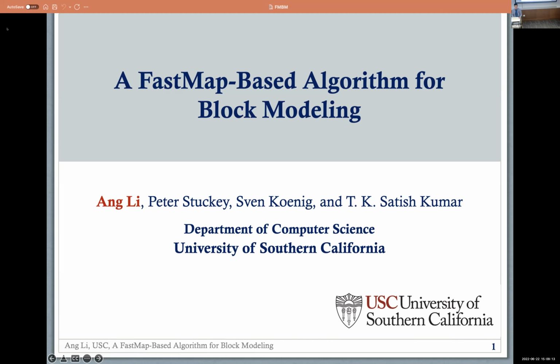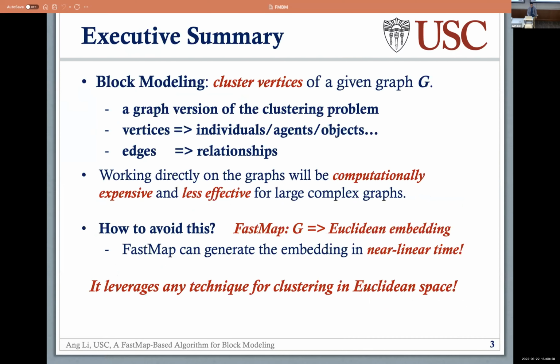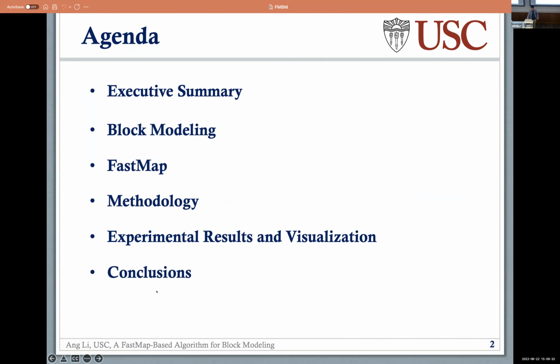Today, I will give a talk about our paper, a FastMap-based algorithm for block modeling. First, I will give an overall explanation about our problem and how we propose the method to solve it. And then I will introduce some background knowledge for the block modeling and the FastMap, which we use to solve the block modeling problem. And then I will introduce how we adapt FastMap to solve the block modeling problem.